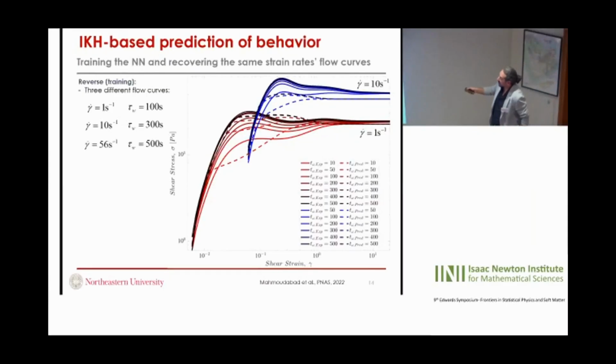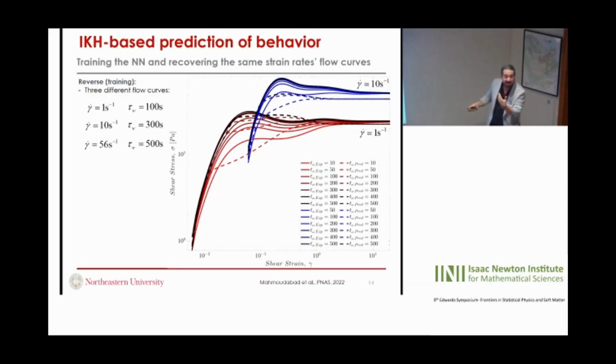So these dashed lines are the IKH predictions, the best model fit that you can get from a limited number of experiments. And the solid lines are the experiments for two different shear rates. We're doing okay with the elastic initial response and maybe the plastic flow at the end, but everything in the middle in the transient is off.